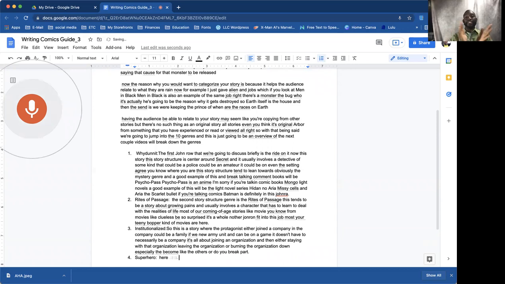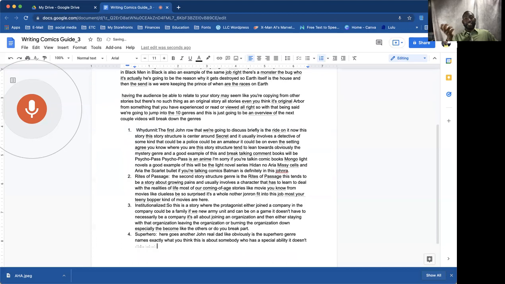Here goes another genre that I like. Obviously, it's the superhero genre, and it's exactly what you think. This is about somebody who has a special ability. It doesn't necessarily mean a superpower, it just means that they're talented in some shape, way, or form. And they usually have some kind of curse that's involved with their gift. And they usually have to go up against a nemesis who's probably equal or greater in power than they are.